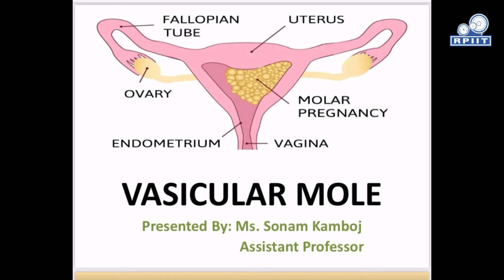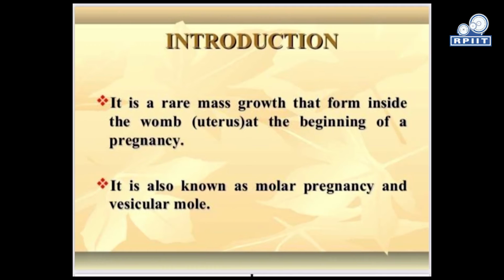In the first slide, today I am presenting the topic vesicular mole. There is a diagram which consists of two fallopian tubes, two ovaries, a uterus, and below a vagina. We can see that there are some fruit-like bunches in the uterus that indicate the molar pregnancy.